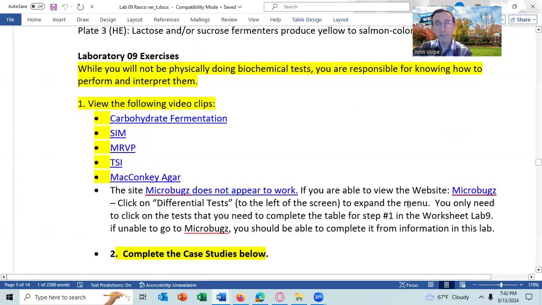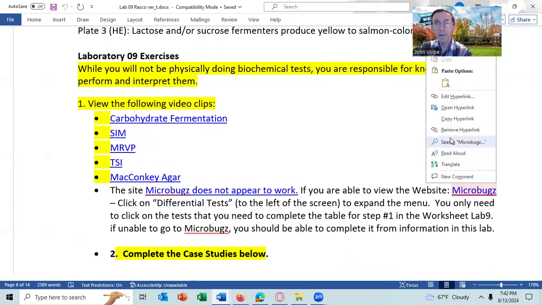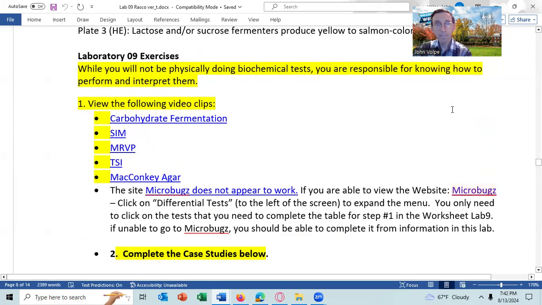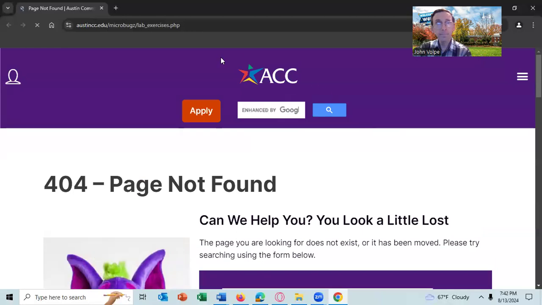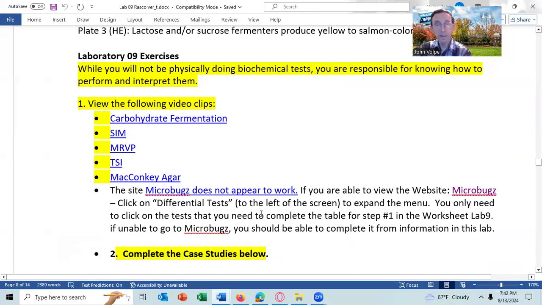All right, let me take a look at this, see if it works. Yeah. That link doesn't work anymore. So you're going to need to look online or in earlier lab manuals to help fill in the step 1 worksheet for lab 9.